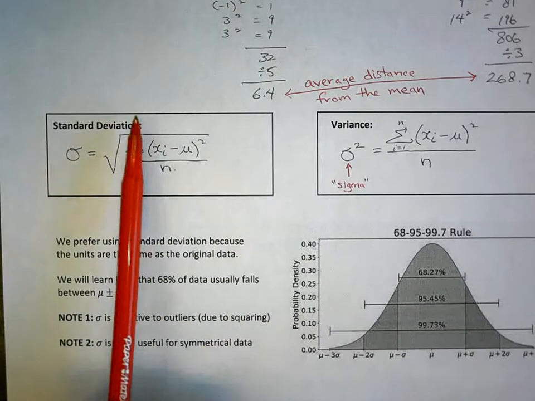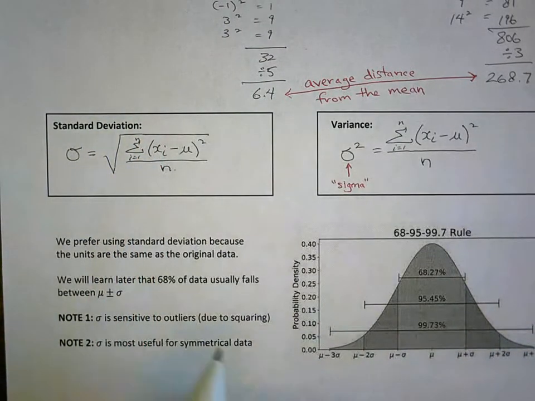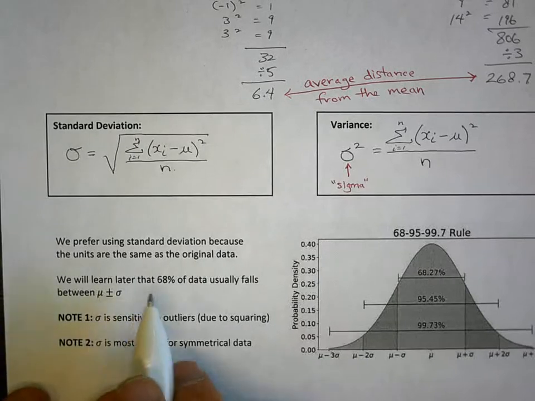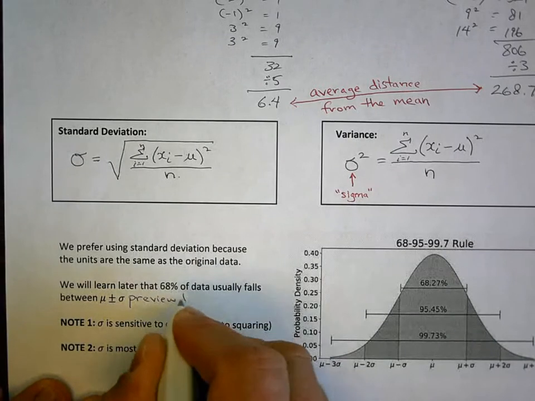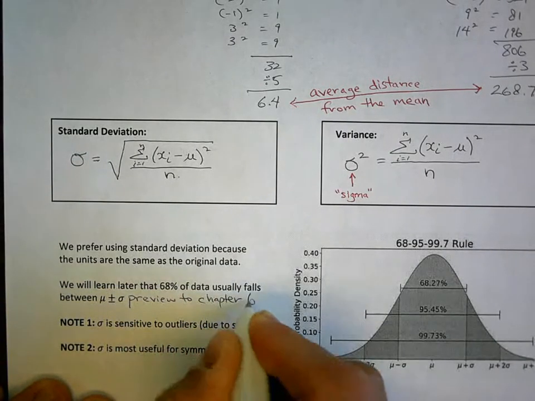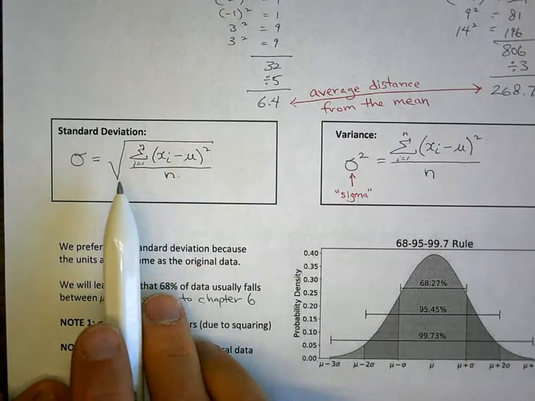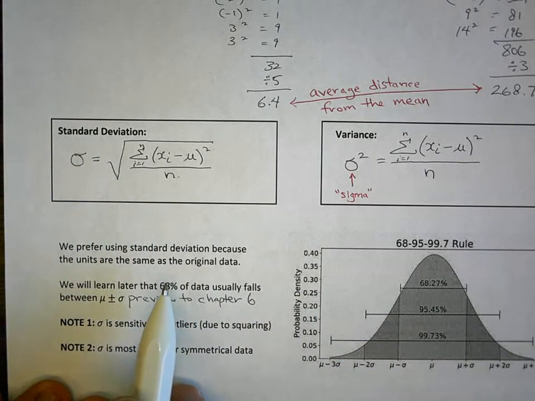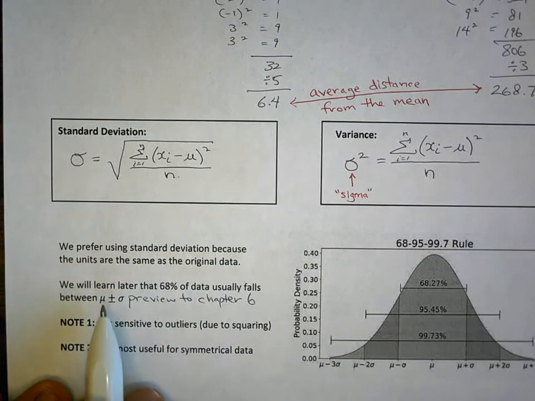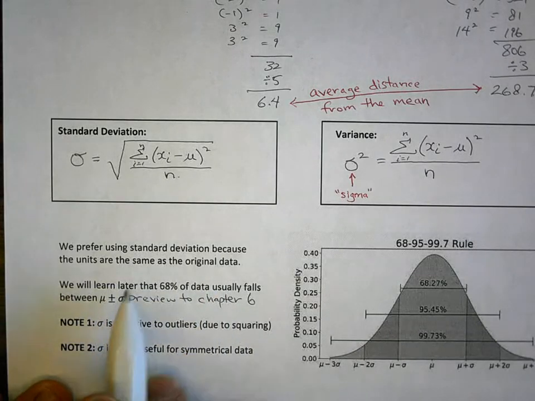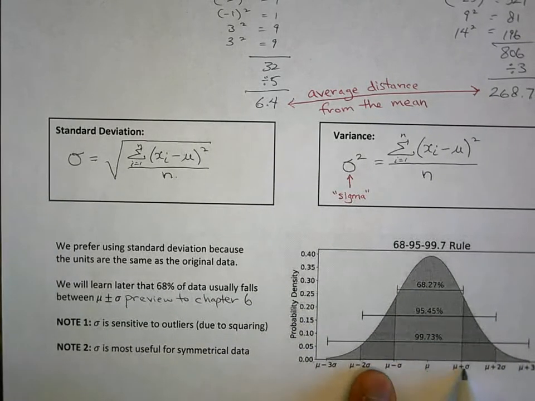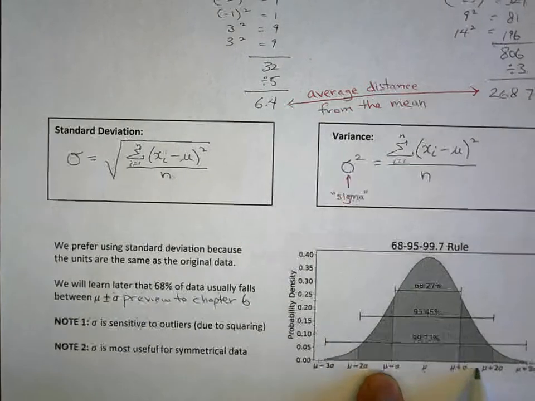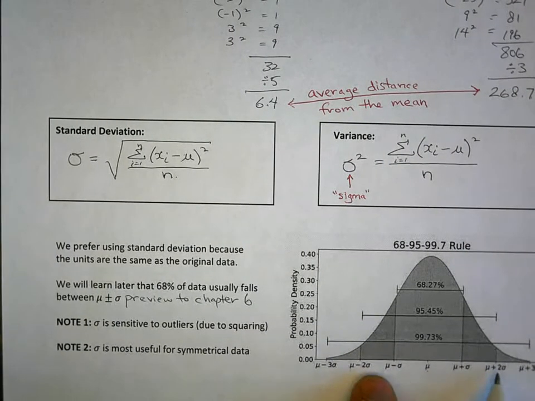And you're going to hear this number come up a lot, especially in a few chapters from now. Actually, here's a preview right now to chapter 6. But standard deviation is useful because we will learn that 68% of data usually falls between mu plus or minus 1 standard deviation. So we're going to learn this in chapter 7 or chapter 6. But here's all the data for some data set. There's the mean. And we find that most of the data is plus or minus 1 standard deviation. Then I think 95% is between plus or minus 2 standard deviations.